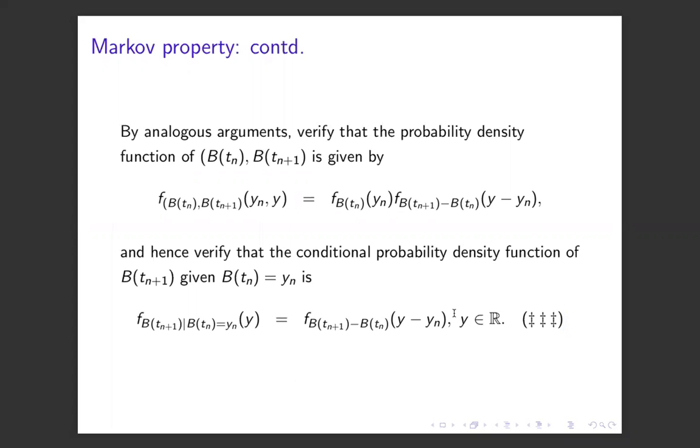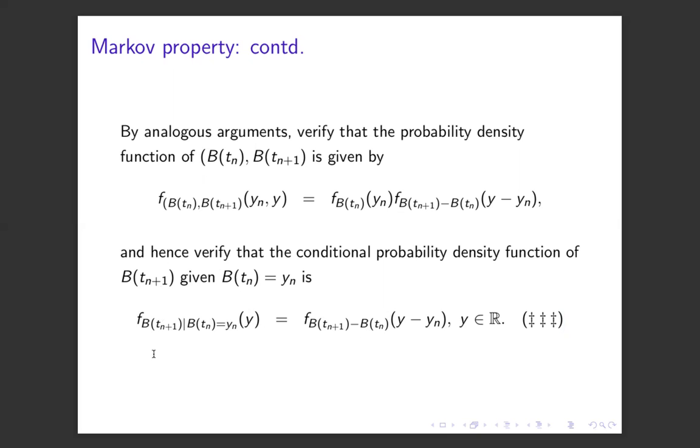So during the course of our last lecture, we had this equation, which we had denoted by the triple double dagger symbol. This gives the conditional probability density function of B_{t_{n+1}} given B_{t_n} equal to y_n, which is the same thing as the probability density function of B_{t_{n+1}} minus B_{t_n} evaluated at this point. Now here, instead of t_{n+1}, take t, and instead of t_n, take s. And let's say s is less than t. And instead of y_n, you take it as x.